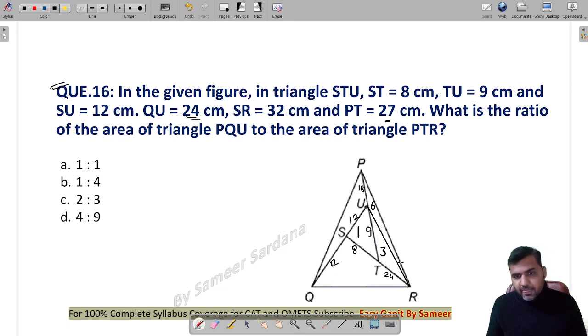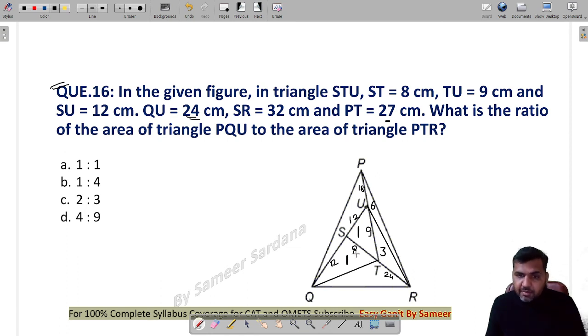Similarly now, guys, if I join Q with T now, look at this triangle. These two triangles have the same vertex T. On the base of 12 we have area 1, so this is also a base of 12, so this area will also be 1, right? Same base, same height, that means area will definitely be same.